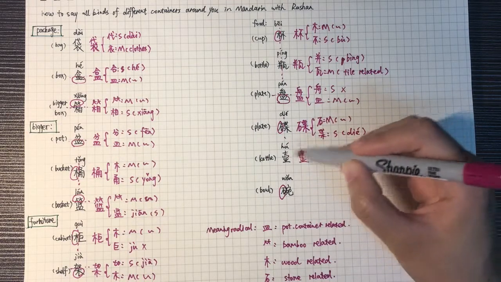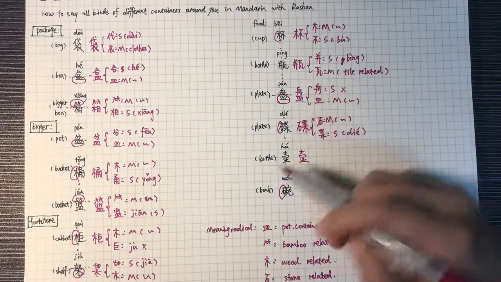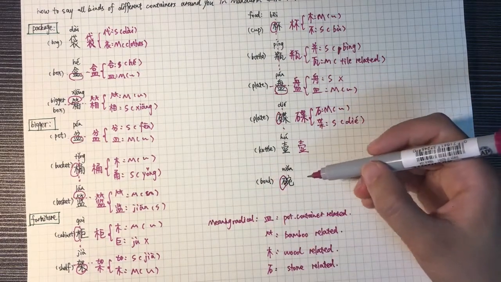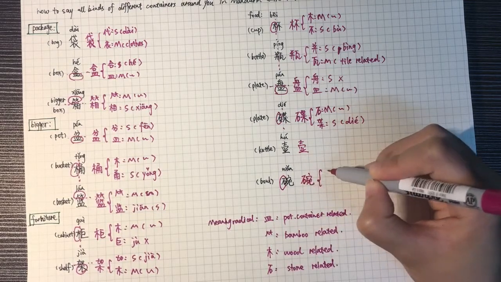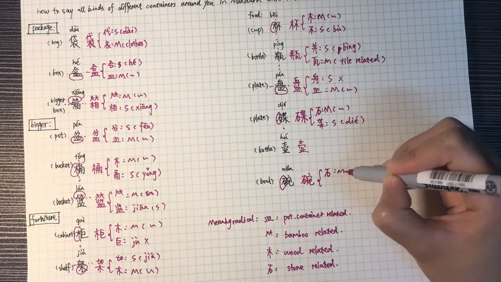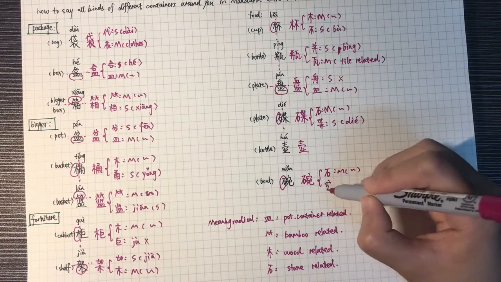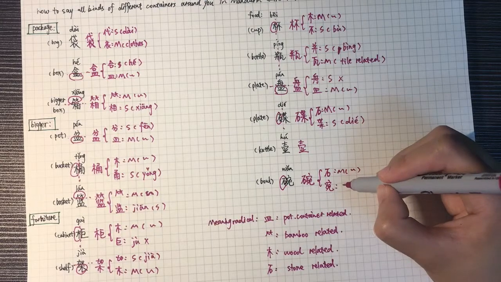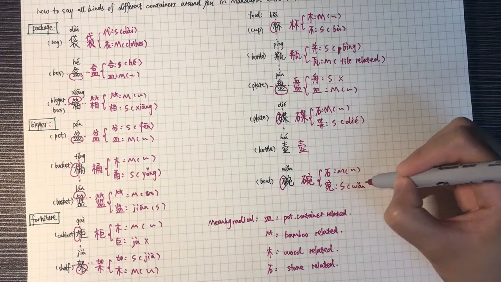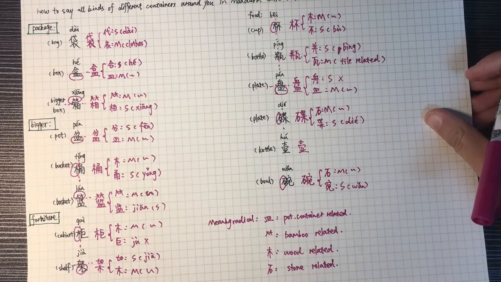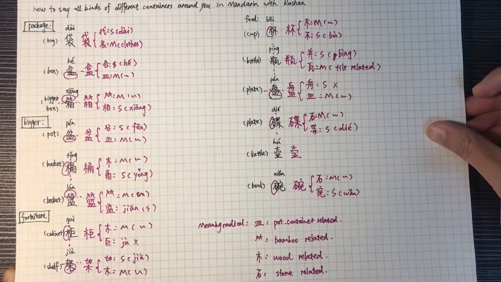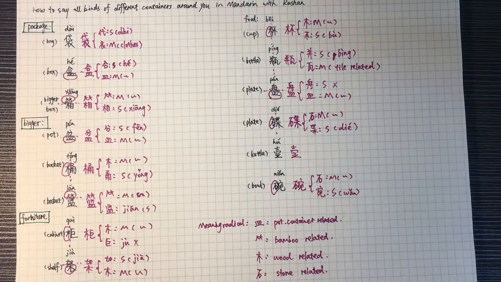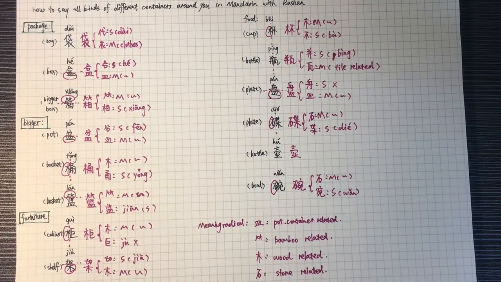It's not easy to analyze this character, so I just leave it out. And now we have a left and right again. Left is the meaning radical with stone, and right is the sound radical, same sound, 晚. Okay, now let's move on to the vocabulary.